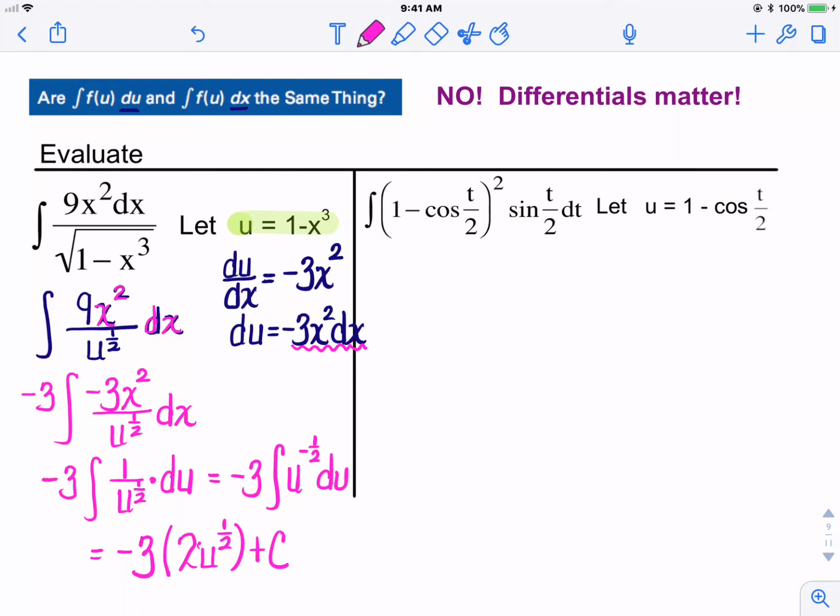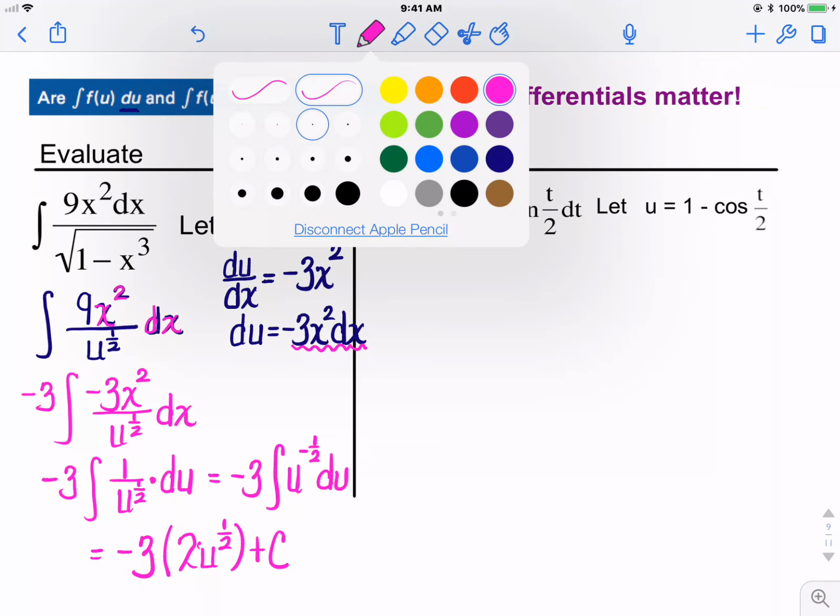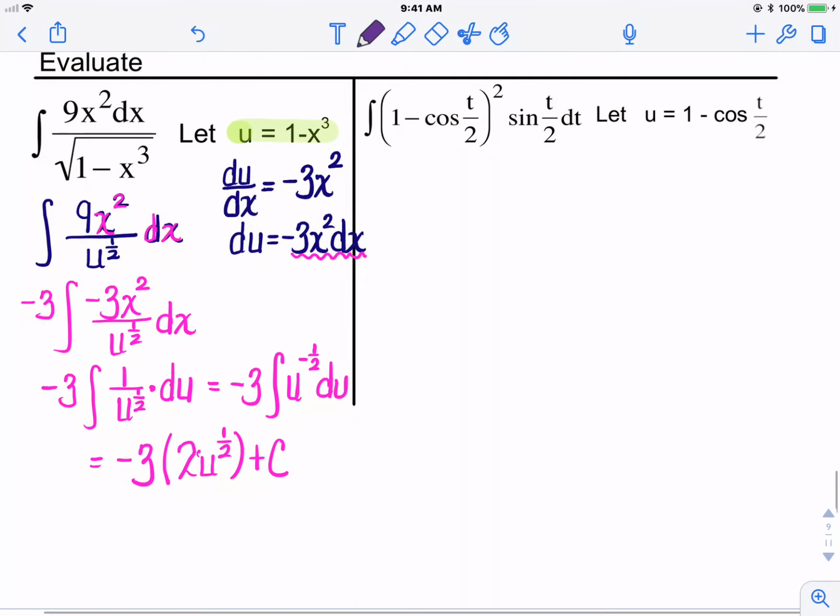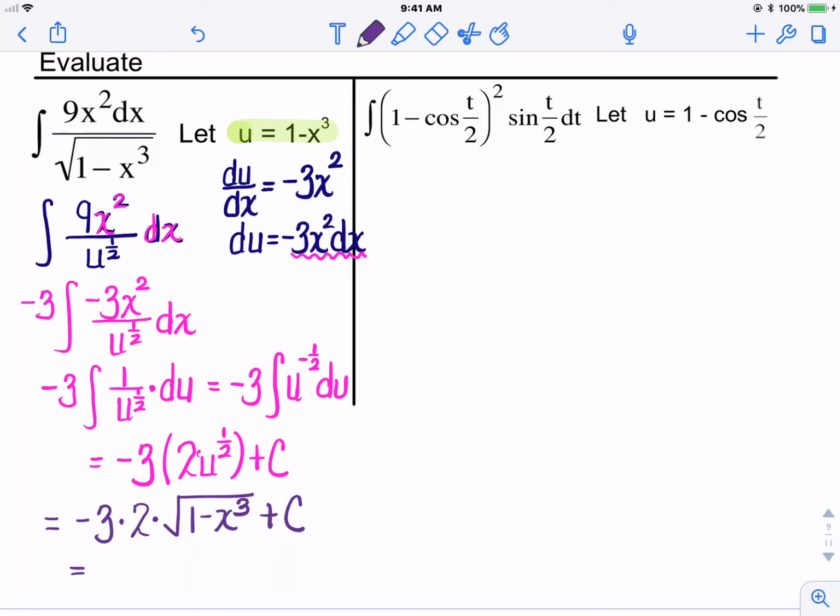Plus a constant. And the last thing I have to do, and this process gets easier the more you do this, is I need to go put my u's back. So my final value is going to be negative 3 times that 2, my square root of 1 minus x cubed, plus a constant. So my final integral value will be negative 6 square root of 1 minus x cubed plus a constant. I've resubstituted. All right, on to the next one.